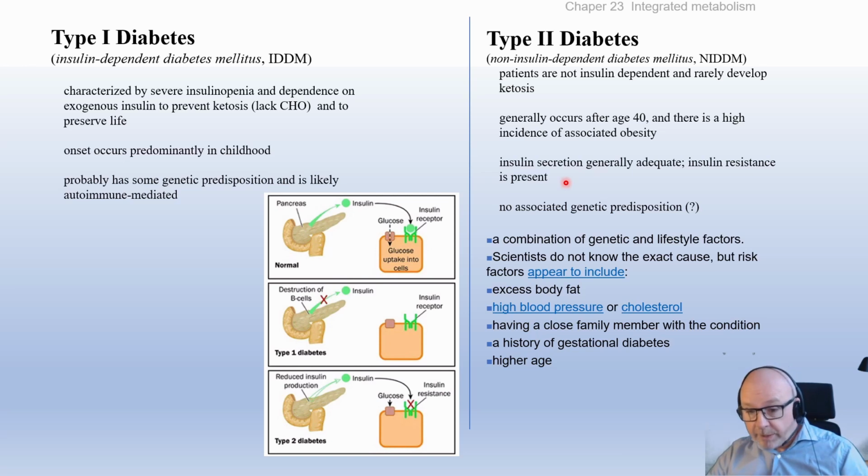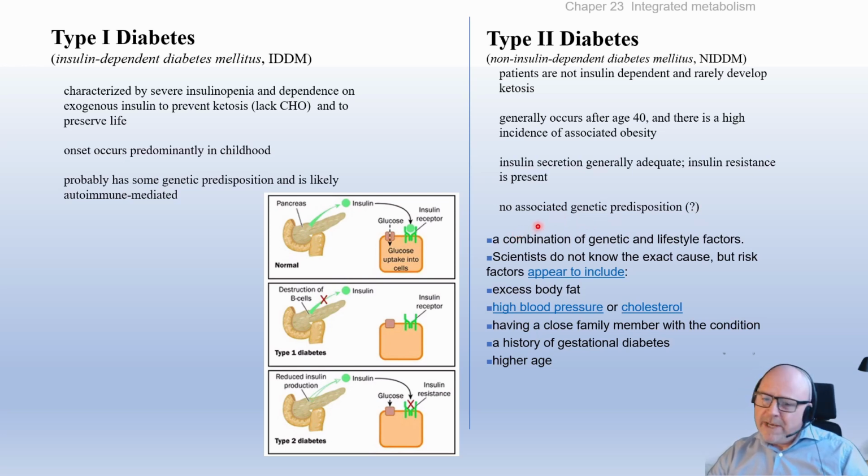We'll see the body compensates. The beta cells start proliferating to try and produce more insulin. And still, at a certain time, it doesn't help. You go from being insulin resistant to diabetic. There is no associated genetic predisposition according to these notes, and I put in a question mark here because I think there is. And we'll just briefly glance at that.